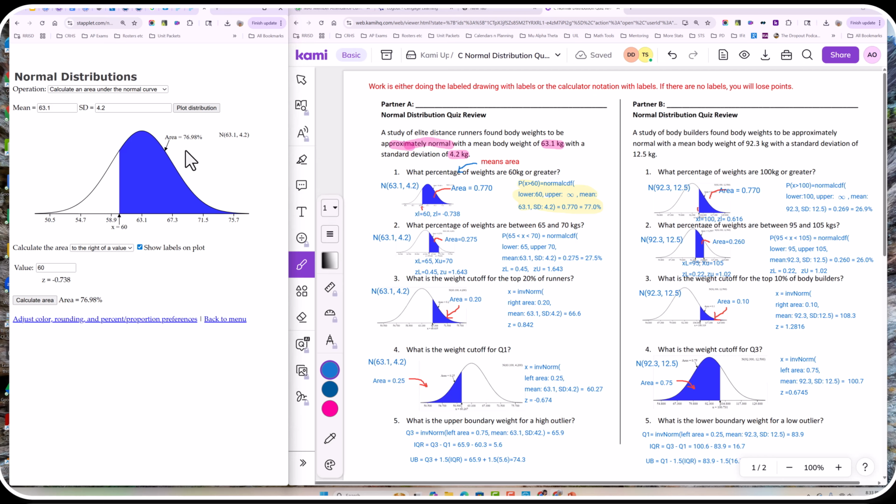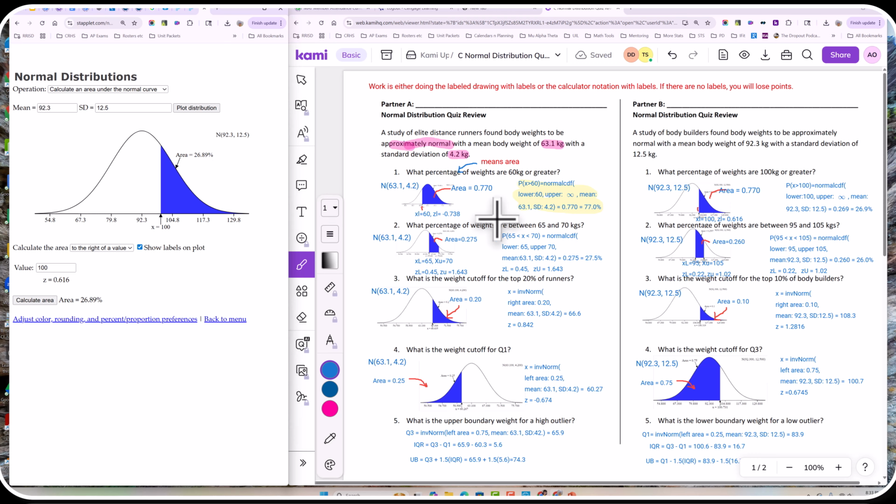If you have a different number of decimals, it could be 77%. Either one works, okay? So that's number one for partner A. For partner B, our mean changes to 92.3, and our standard deviation is 12.5. And I want to know what percentage of weights are 100 kilograms or greater. So I put in 100, calculate the area. Make sure to have this checked here, okay? And you can see that the answer is 26.9%.